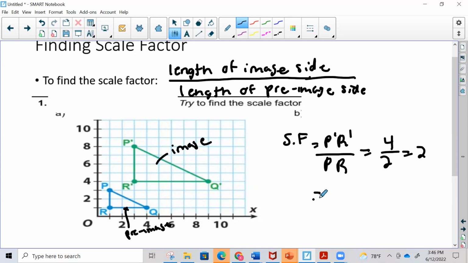Now you could pick any two sides. So I could also do R prime, Q prime, and then RQ because that's the corresponding side. R prime, Q prime, if you count it, is 1, 2, 3, 4, 5, 6 over RQ, which is 3, and then 6 divided by 3 is also 2. Now you can do PQ, but you can't just count it when it's a diagonal line like that. If you are going to do that, you'd have to do Pythagorean theorem, which I don't recommend. I just recommend sticking with the sides that are either strictly vertical or strictly horizontal.